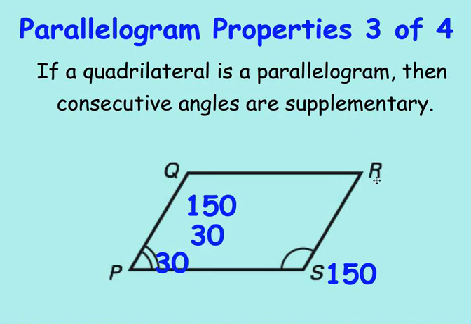And anytime you have angles that are consecutive, meaning that they're right next to each other within the interior angles, they'll be supplementary. So looking at Q and P, they're consecutive, they both add up to 180 degrees. Q and R are consecutive, they'll both add up to 180 degrees. R and S are consecutive, once again they add up to 180 degrees, meaning that anytime you have consecutive angles, they're going to be supplementary.